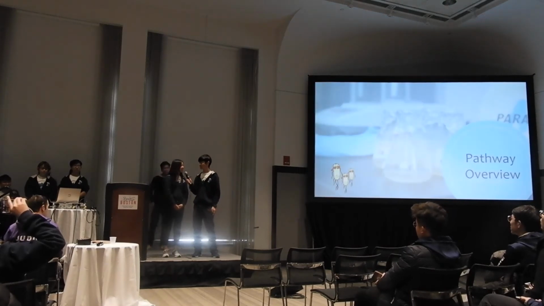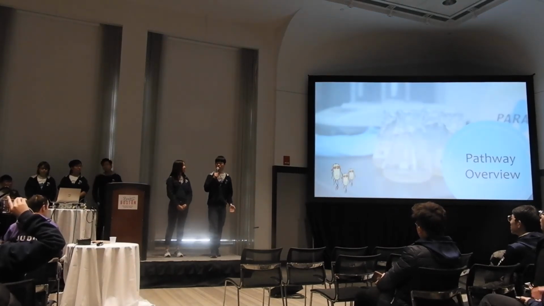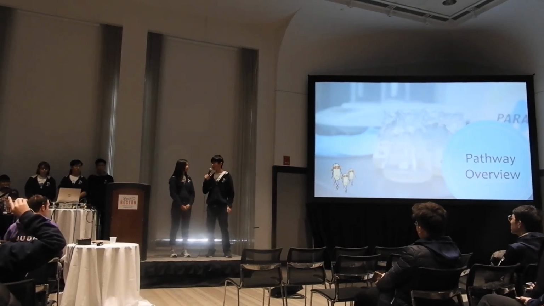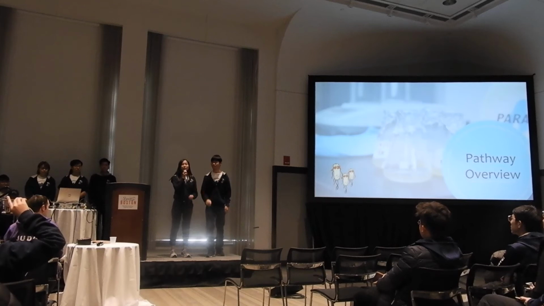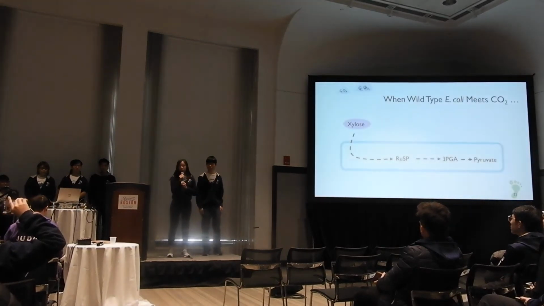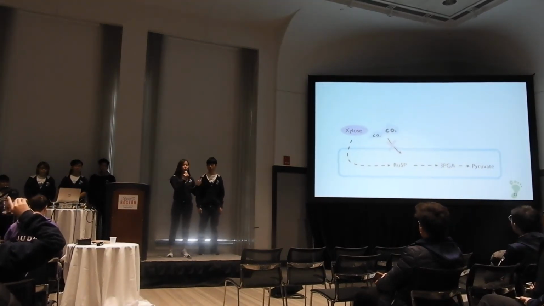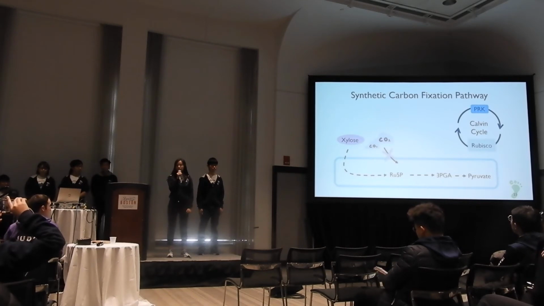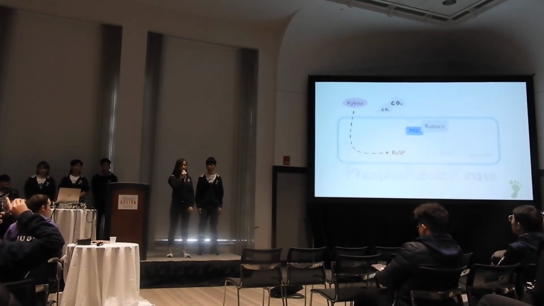Hello, Hui. Hi, David. Since Marcus just mentioned our project and it sounds really interesting, can you talk more about our E. coli? Okay. Normally, E. coli can't fix carbon, so we engineered the E. coli to use two main enzymes involved in the Calvin-Benson cycle, which are PRK and rubisco, to fix carbon with the help of xylose. Let's start with our first enzyme, PRK.